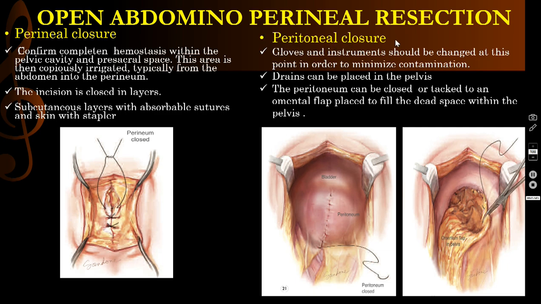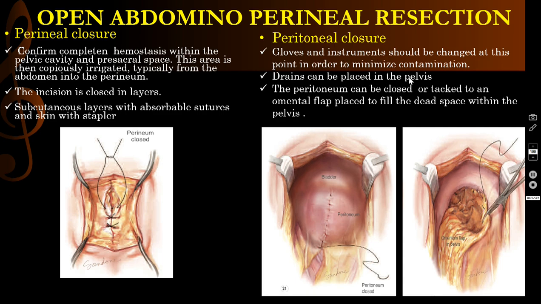Now you have to go to the peritoneal closure. Gloves and instruments should be changed at this point in order to minimize the contamination, because now from the perineum you are again going to the abdomen. So you have to change the gloves and instruments.